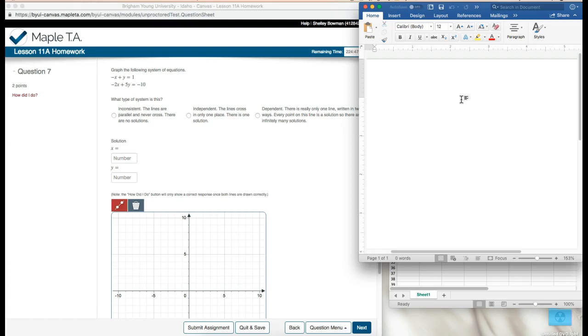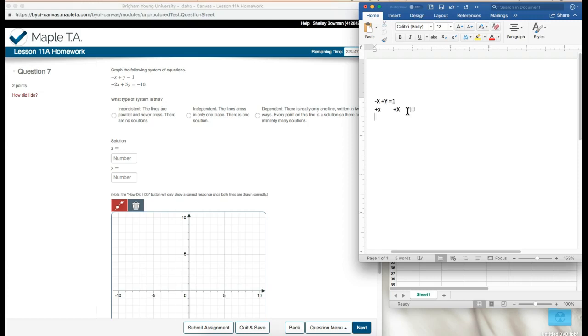So this first one, negative x plus y equals 1, and then we want to solve for y. So I want to move everything from this side that is not y to the right side. To do that, negative x to get rid of this, we need to add it. So we're going to add x to this side, and if I do that to one side, I need to also do it to the other side, so I need to add x here.